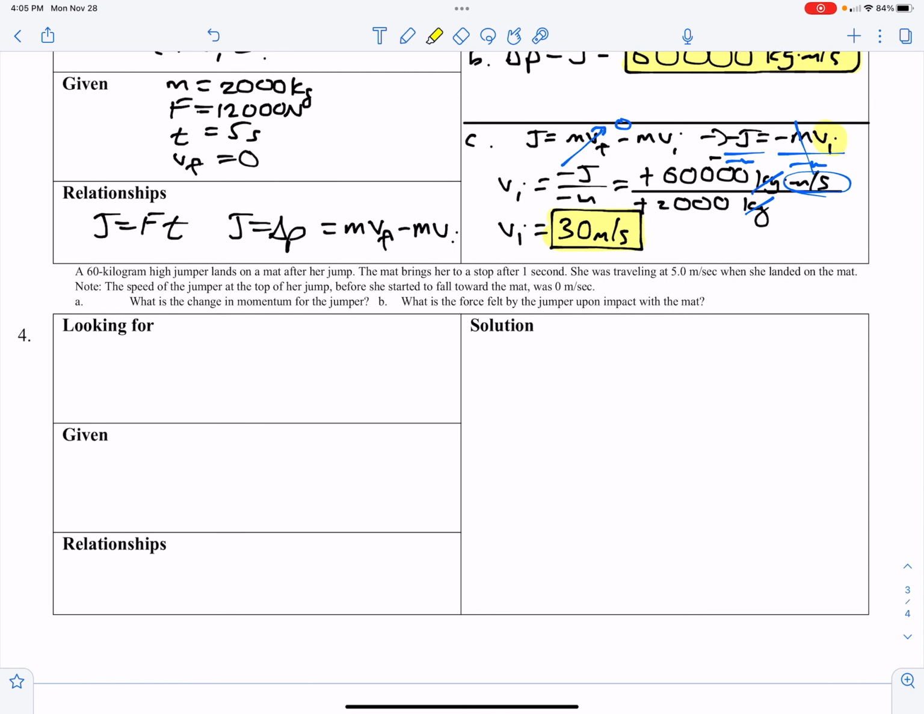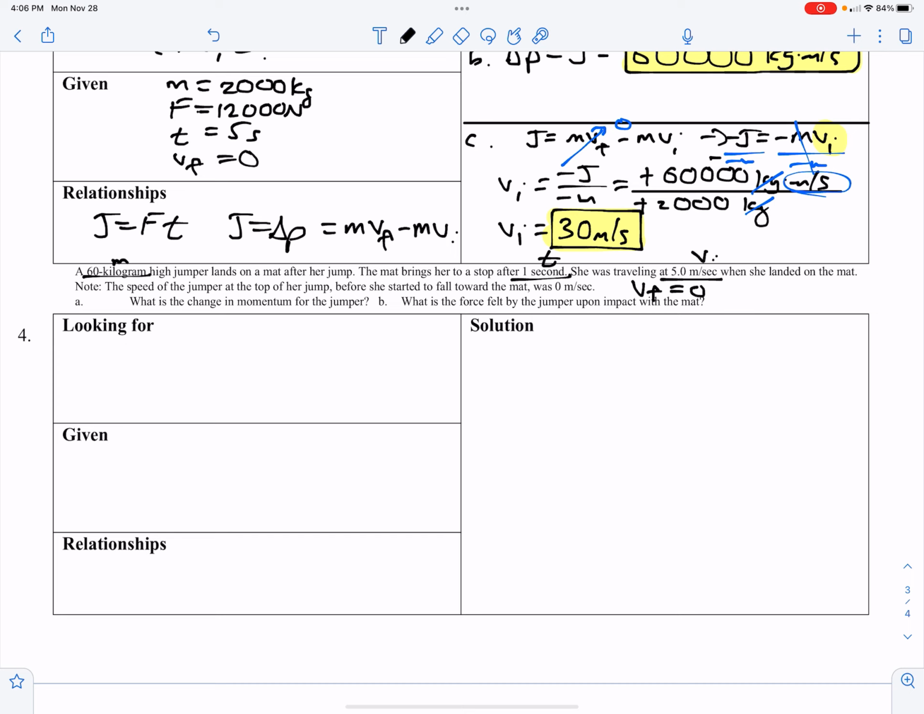Question 4 tells us that a 60 kilogram high jumper, so there's the mass, lands on a mat after her jump. The mat brings her to a stop after 1 second. Right, there's the time. She was traveling at 5 meters per second when she landed on the mat. Note, the speed of the jumper at the top of her jump before she started to fall toward the mat was 0 meters per second. Also something to note, she comes to rest afterwards, which means V final also equals 0.